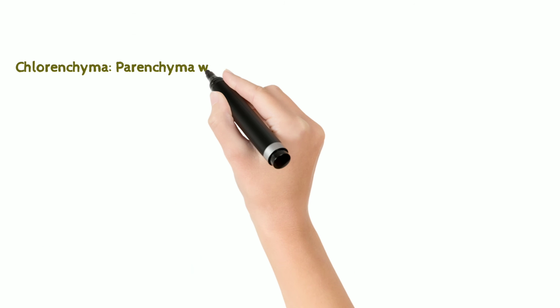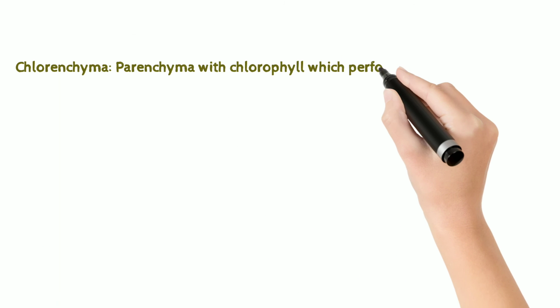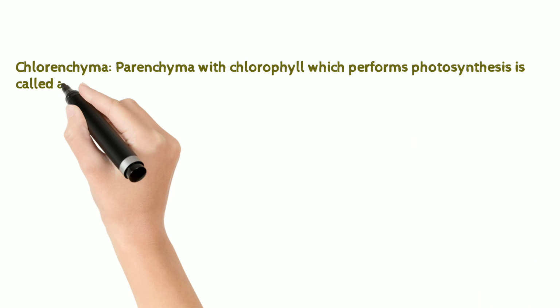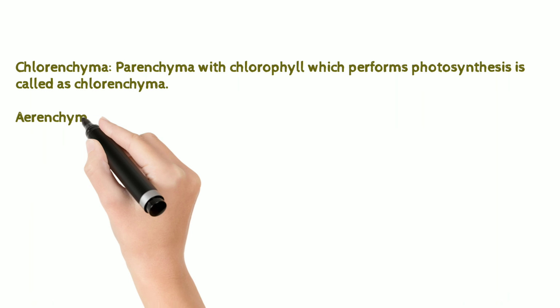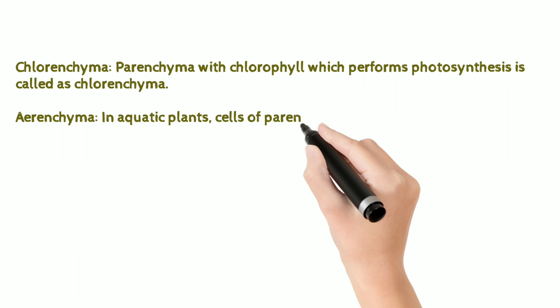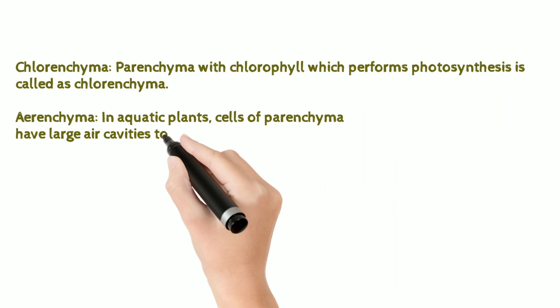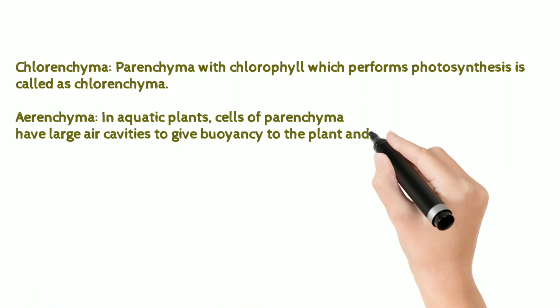Chlorenchyma. Parenchyma with chlorophyll which performs photosynthesis is called chlorenchyma. Aerenchyma. In aquatic plants, cells of parenchyma have large air cavities to give buoyancy to the plant and is called aerenchyma.